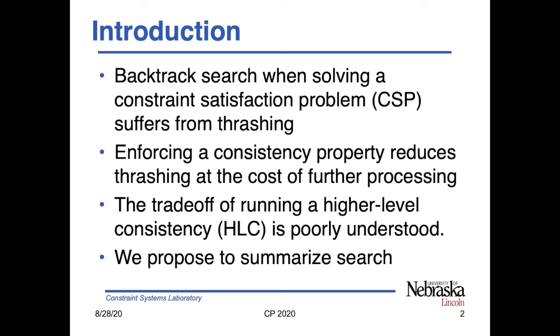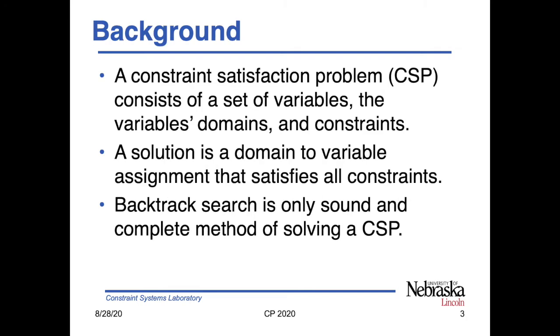To start to solve this issue, instead of just looking at metrics at the end of search, we propose to summarize the entire search process. So for a bit of background, a constraint satisfaction problem, or a CSP, consists of a set of variables, the variables' domains, and a set of constraints. And so a solution to a CSP is an assignment of values in the domains to the variables such that each constraint is simultaneously satisfied.